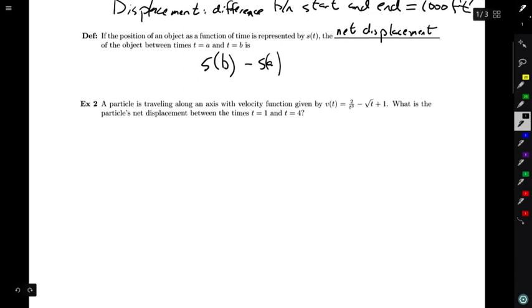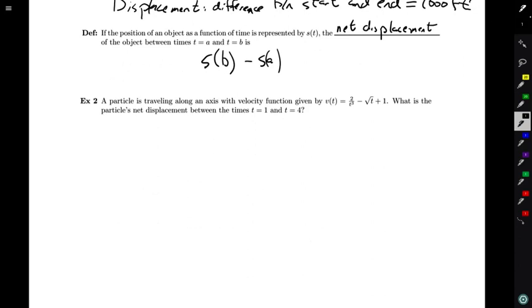So to do an example here, a particle is traveling along an axis with velocity function given by 2 over t cubed minus square root of t plus 1. And we want to know what the particle's net displacement is between the times of t equals 1 and t equals 4. So we know net displacement here is going to be s of 4 minus s of 1.